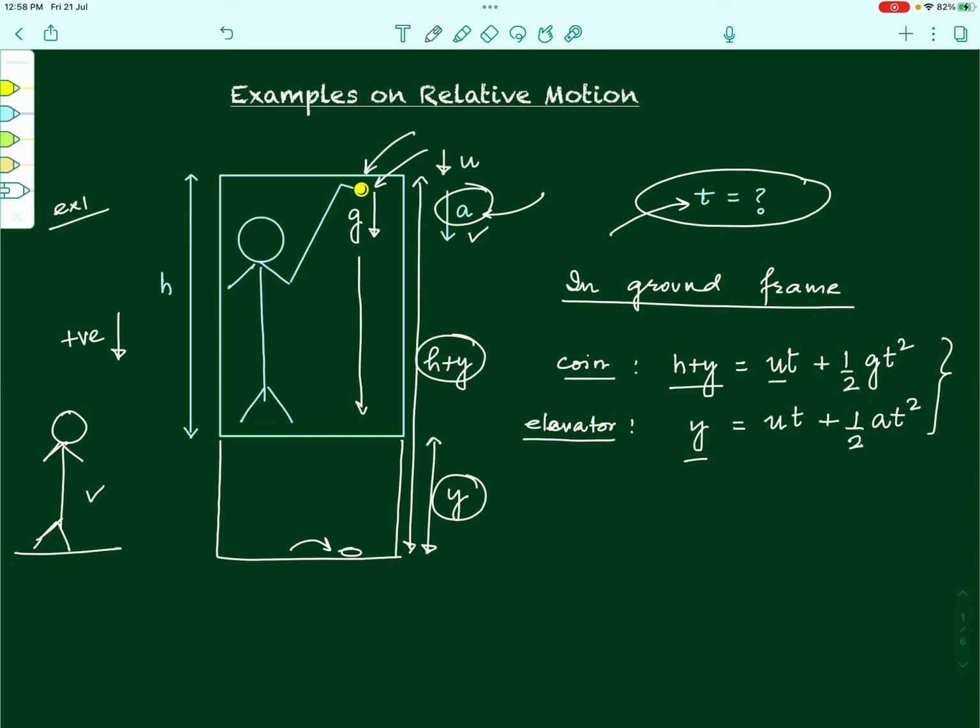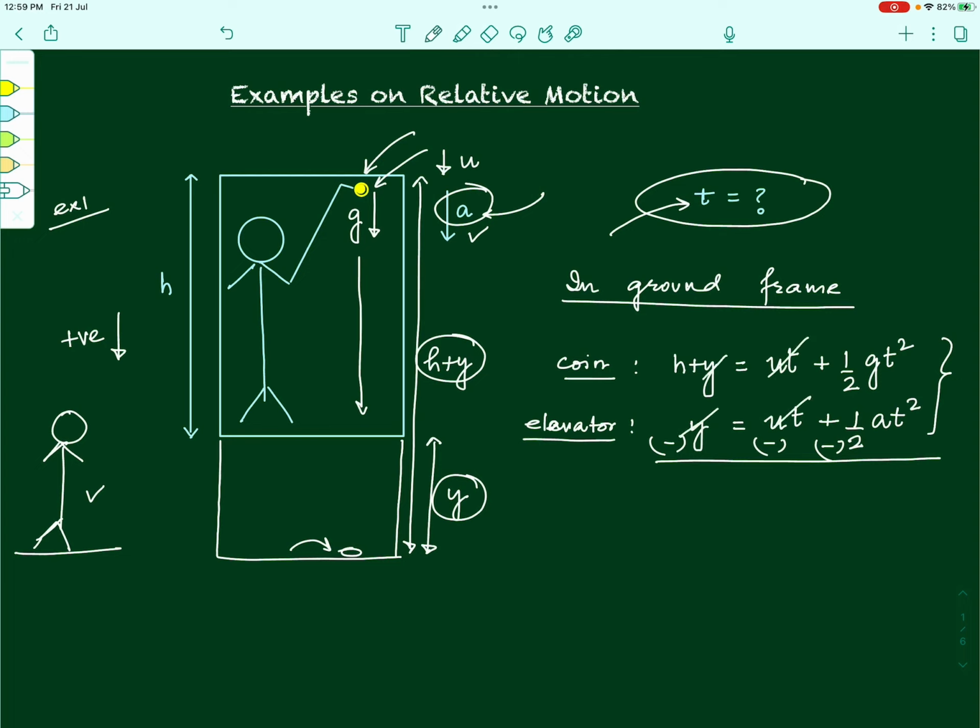Now, we can solve these two equations, and if we look at both of them, we see that it will become easier for us if we subtract the two equations. Rather, if we subtract the second equation from the first, then the term ut will completely cancel out.